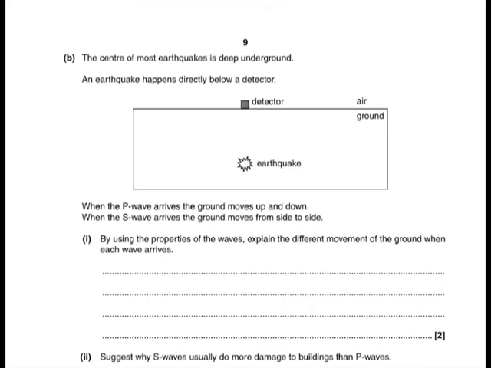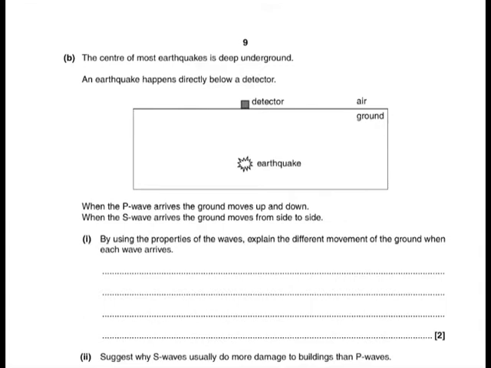This question draws a little bit more on your knowledge of earthquake waves, so you can't really get away with just repeating the information from the question. It tells us that a P wave moves the ground up and down, so this will be moving in the direction of travel of the wave, and that an S wave moves the ground from side to side, which would be moving perpendicular, at 90 degrees, to the direction the wave itself is travelling in.